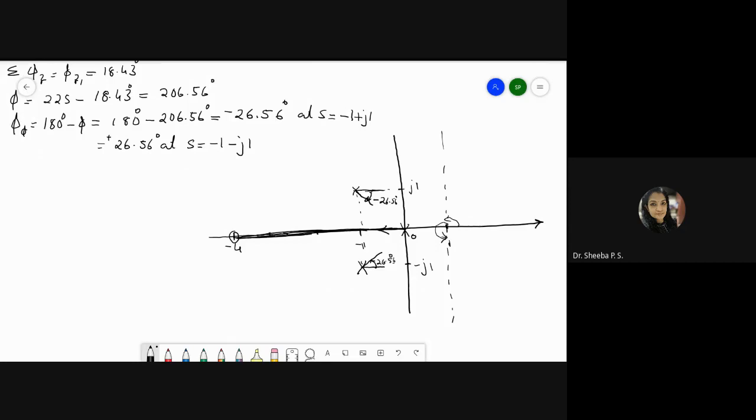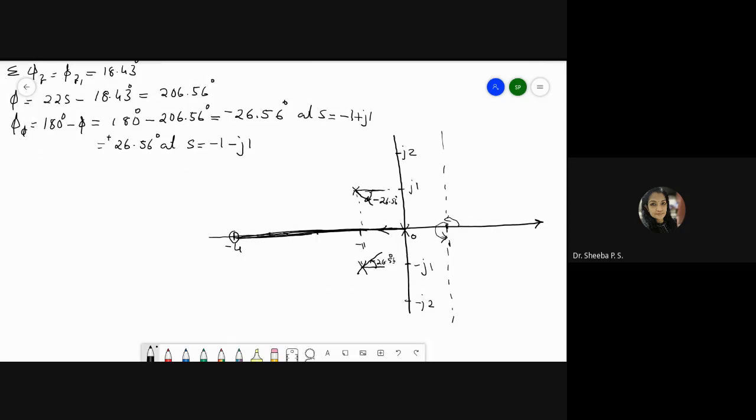Now the intersection point, we found that it is at plus or minus j2, right? So j2 also we have to show here. So it is j2 and this is minus j2. So the intersection point we found with the imaginary axis, and from the breakaway point equation, that is dK by ds equal to 0, there is no breakaway point in this particular problem.